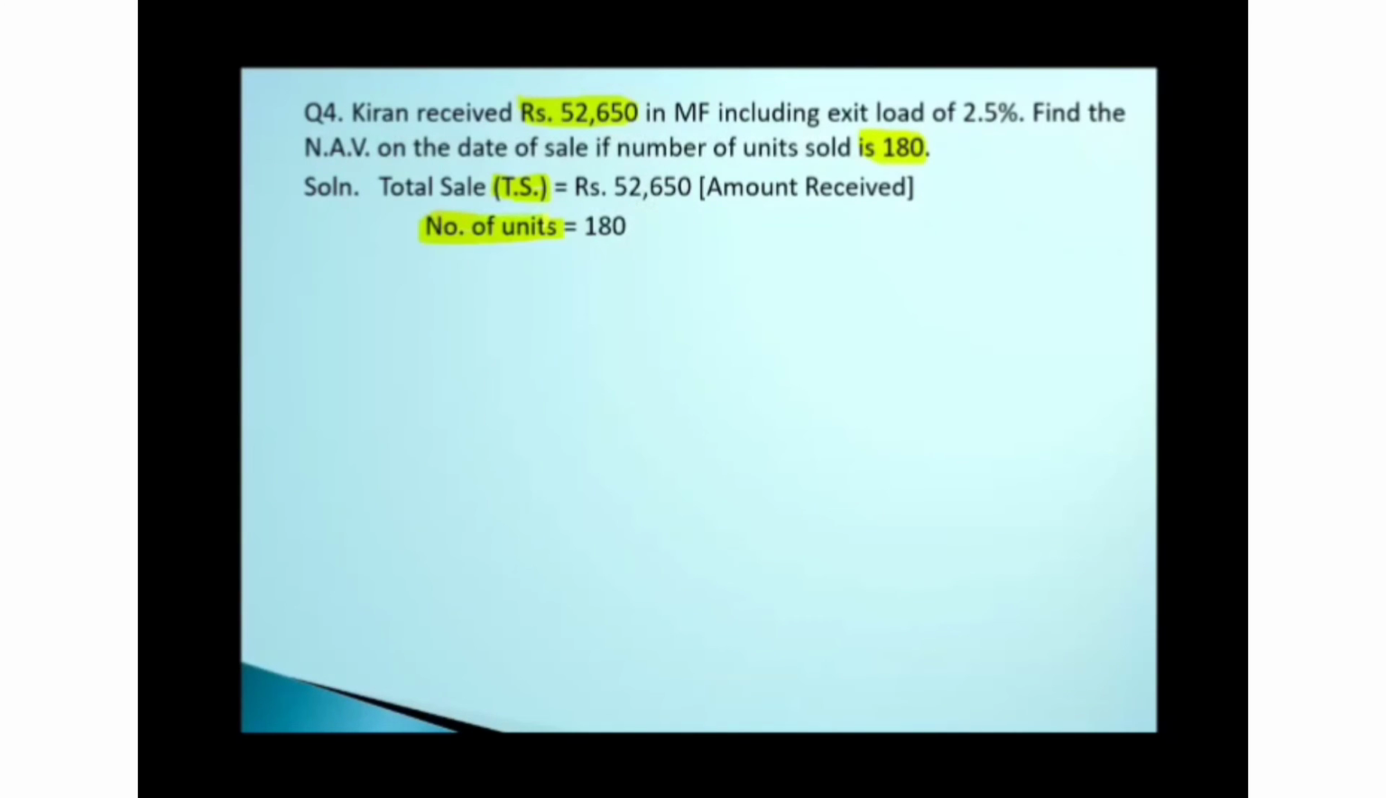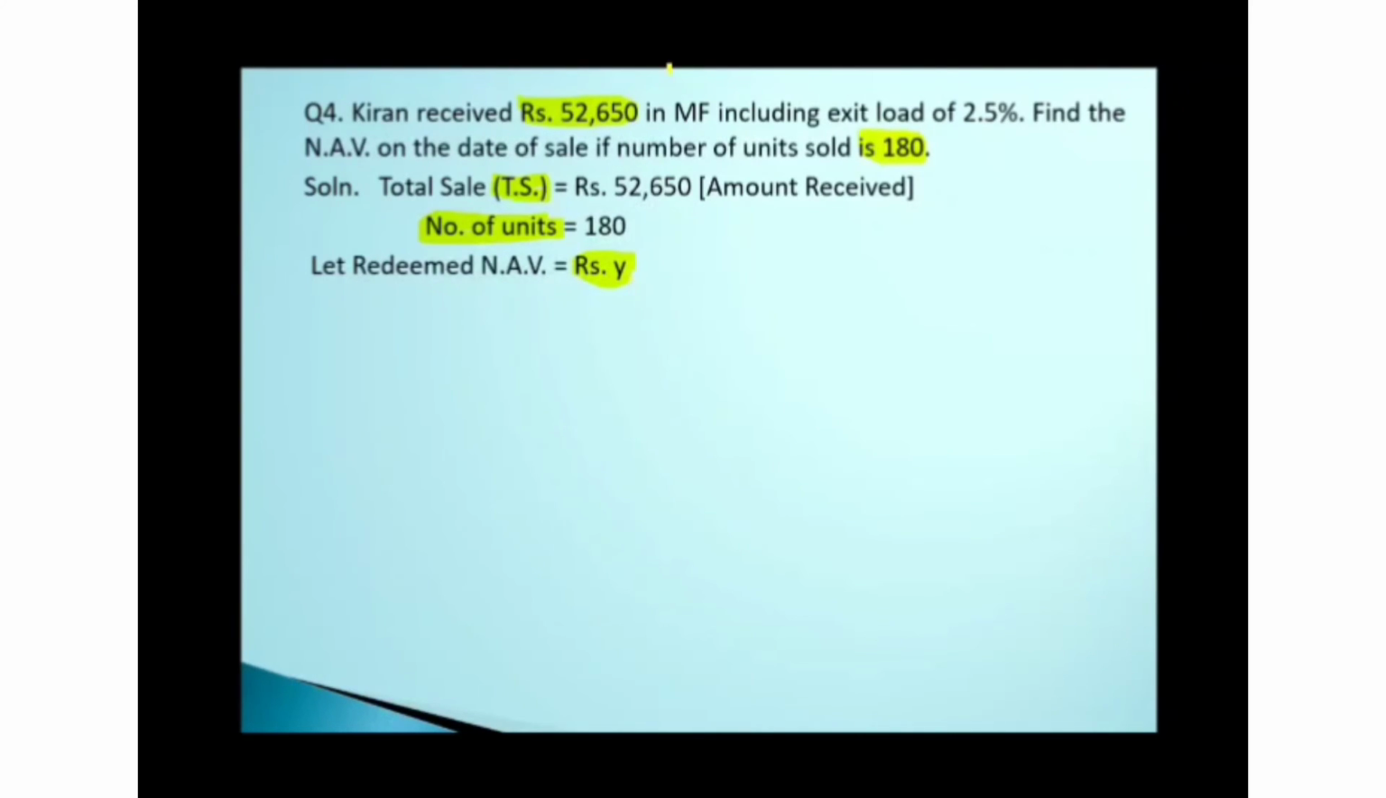What is asked in the question is to get the NAV with respect to the sale. The sale NAV is basically known as the redeemed NAV. That is what is asked in the question. As we don't know it initially, we will assume it to be rupees Y. So let us take redeemed NAV equal to rupees Y, which is the Y we are going to calculate.